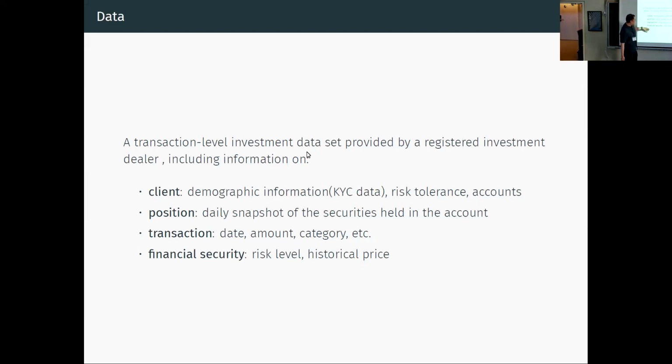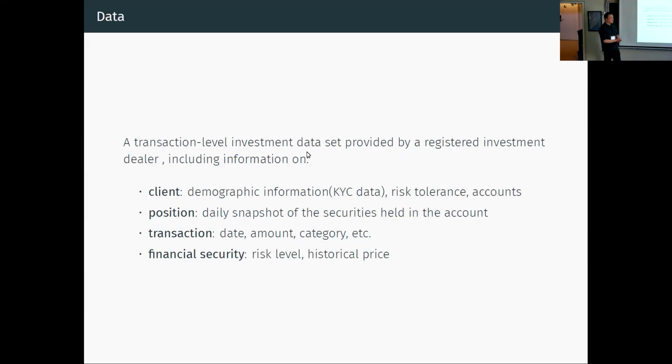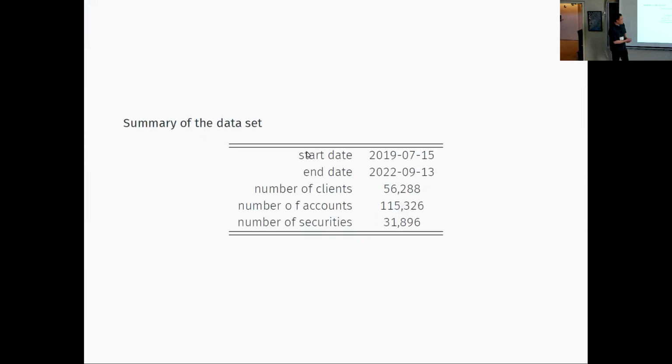And finally, for each security, we know the risk level, and we also know their historical price. The labels are done by your investment partners, or you guys do it yourselves? The risk level for security. This one? Yeah. It's done by the partner. So they give you label data. Yes, yes. Okay. So here is some summary of the data set.